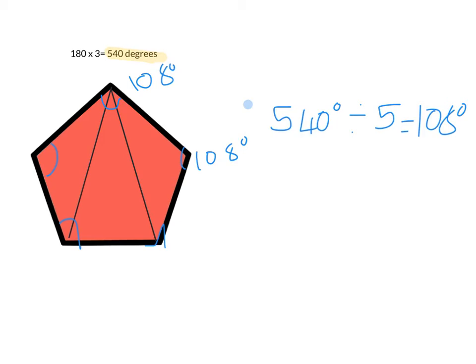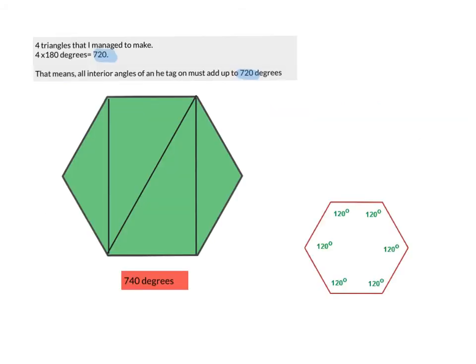Let's have a look at our next one. So girls, this shape is known as, let's see if you know what the shape is. I'm going to count how many sides: 1, 2, 3, 4, 5, 6. It's a 6-sided shape. That means it is a hexagon. And if I made 4 triangles, 1, 2, 3, 4, I take my 4 times my 180 degrees, and I get 720 degrees.